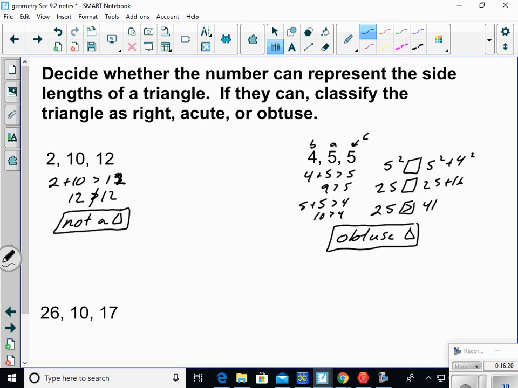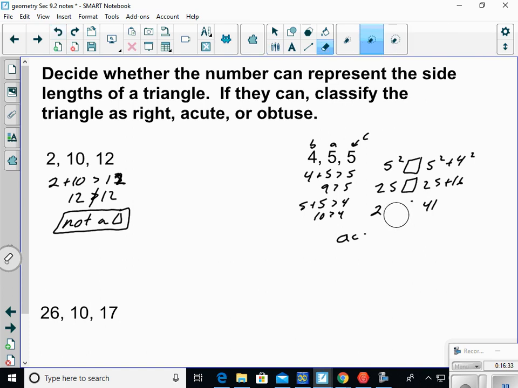Because, right, and that makes this an acute triangle. Because that is not greater than. 25 is less than 41. Don't go too fast. So that is an acute triangle.